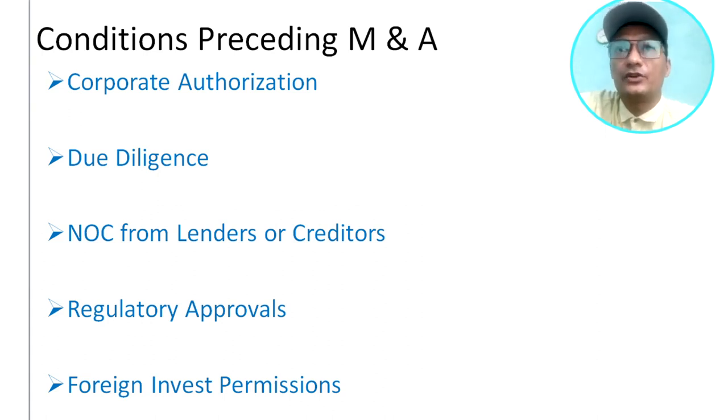After this corporate authorization, due diligence needs to be done. Due diligence is done by all the parties or all the companies involved in this merger or acquisition, because they need to understand each other. They need to gather information and then understand that everything is going on in a proper manner. Then they also need to take NOC from lenders or creditors. Without NOC, they cannot carry out, otherwise there will be lawsuits and the merger will go haywire and will not be able to be brought about. And then regulatory approvals need to be taken, and wherever required, foreign investment permissions are also needed.